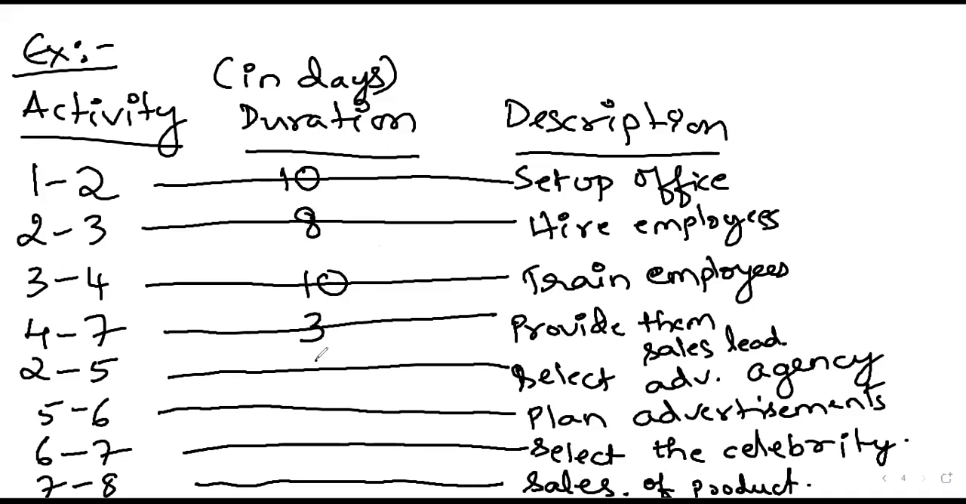Select advertising agencies, because this is a planning phase, give 10 days. Plan advertisement is another meticulous thing, so 15 days. Select the celebrity, I don't think it must take much time, 5 days. And the sales of the product would take another 20 days. Correct? So these are the descriptions and the list of activities. Just make note of this.